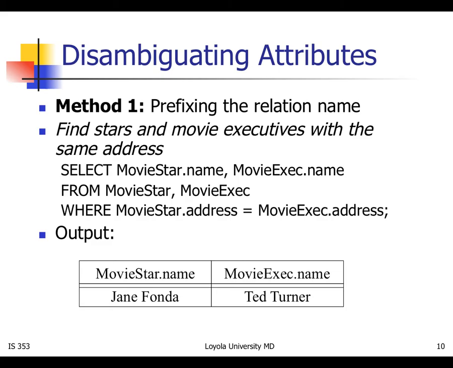So if I'm selecting from the movie star table and the movie executive table, they're named fields, I'll want to do a select moviestar.name and movieexec.name, and then I identify both tables. So from movie star and movie executive, where the address equals the address. Essentially, if we're looking at which movie stars and executives live together, this pulls up the information showing that Jane Fonda and Ted Turner live at the same address.